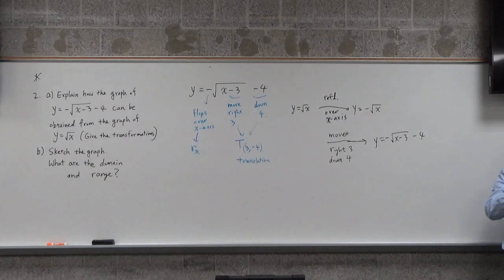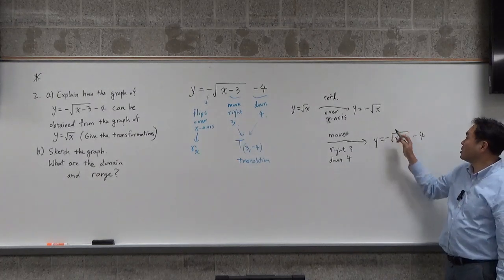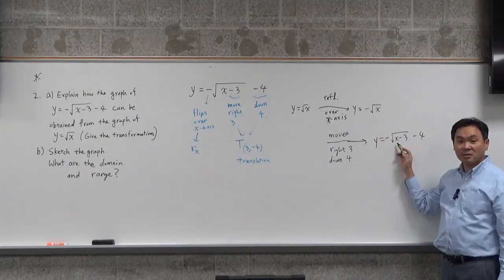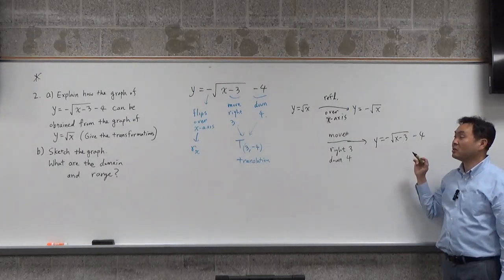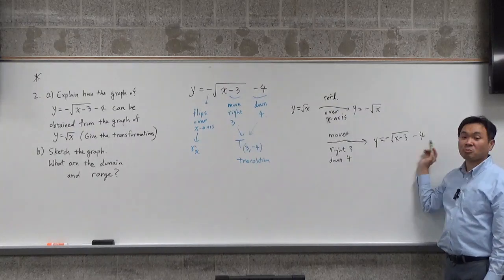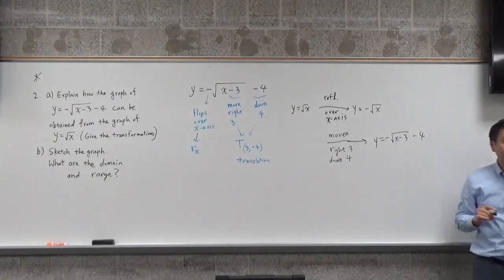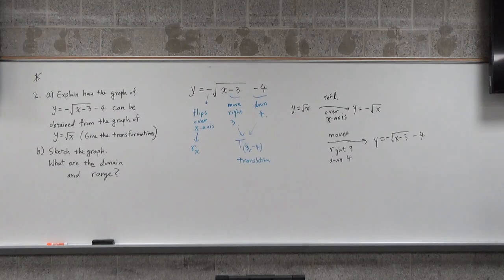Okay, you take this one, and moving by 3 to the right means you replace x by x minus 3, so that's what happens. And then down 4 means you just subtract 4 off the entire function. So that's what you get. Okay? All right.